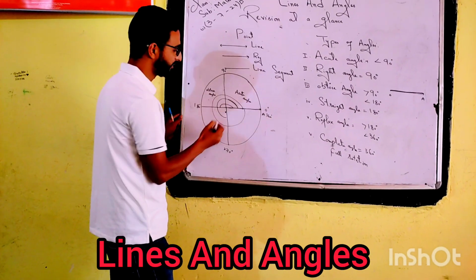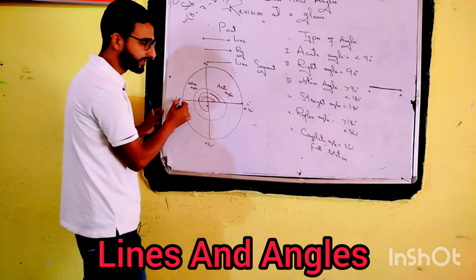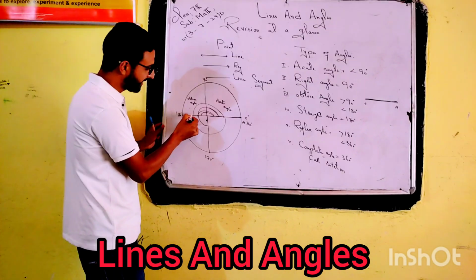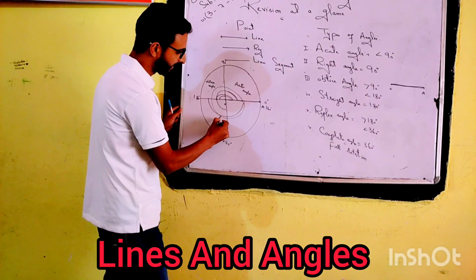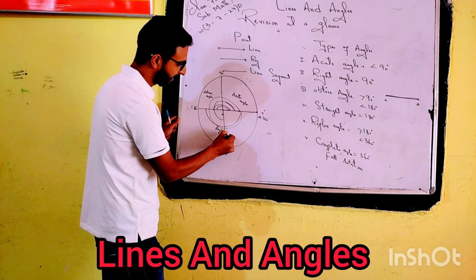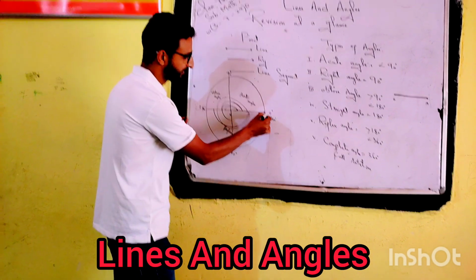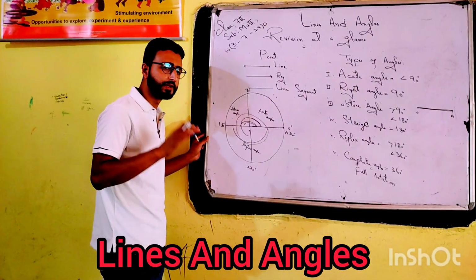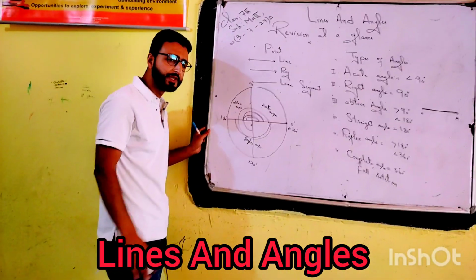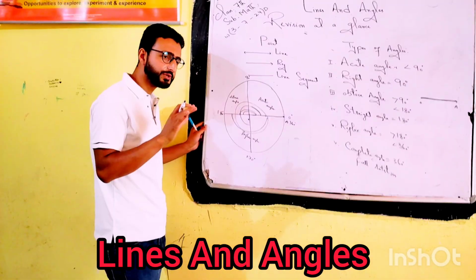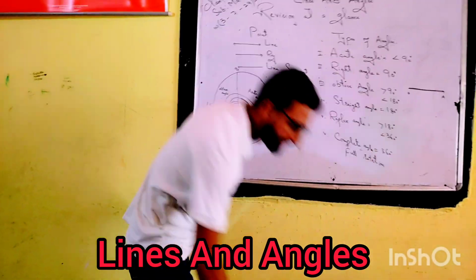Obtuse angles. Okay. So what about this? This is the straight angle. Any angle greater than 180 but less than up to this, these are reflex angles. And this is the complete angle that is equal to 360 degree. Apart from these types of angles, we also discussed two more types of angles.